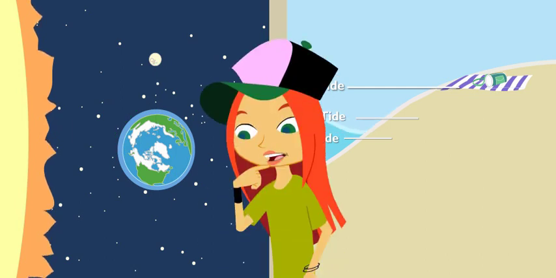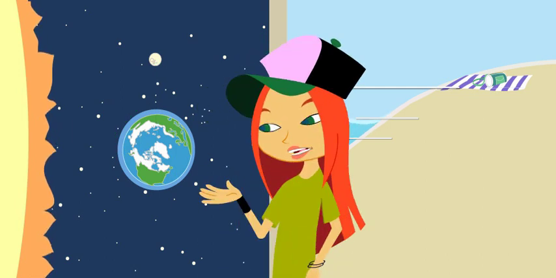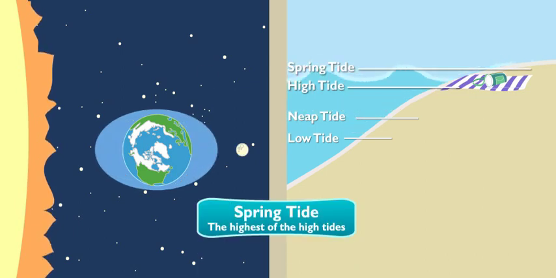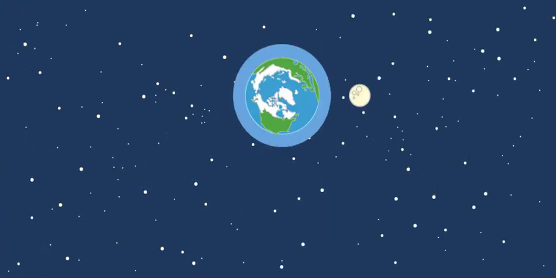But if there are neap tides, what do you call the highest and lowest tides? The highest and lowest tides are called spring tides. That's when the sun and moon line up and their poles work together to create a super high tide. Good thing that wasn't today.